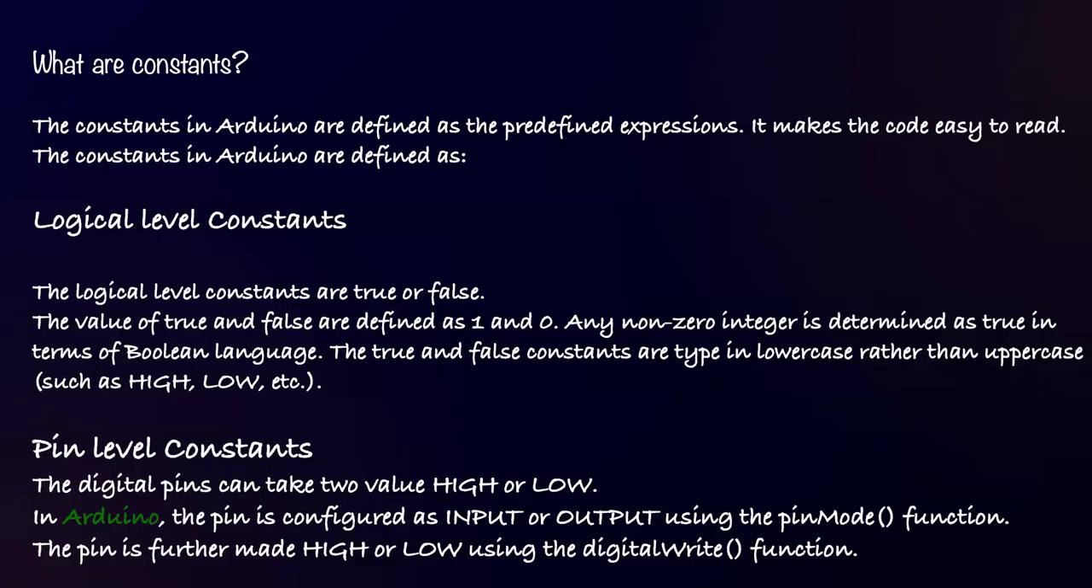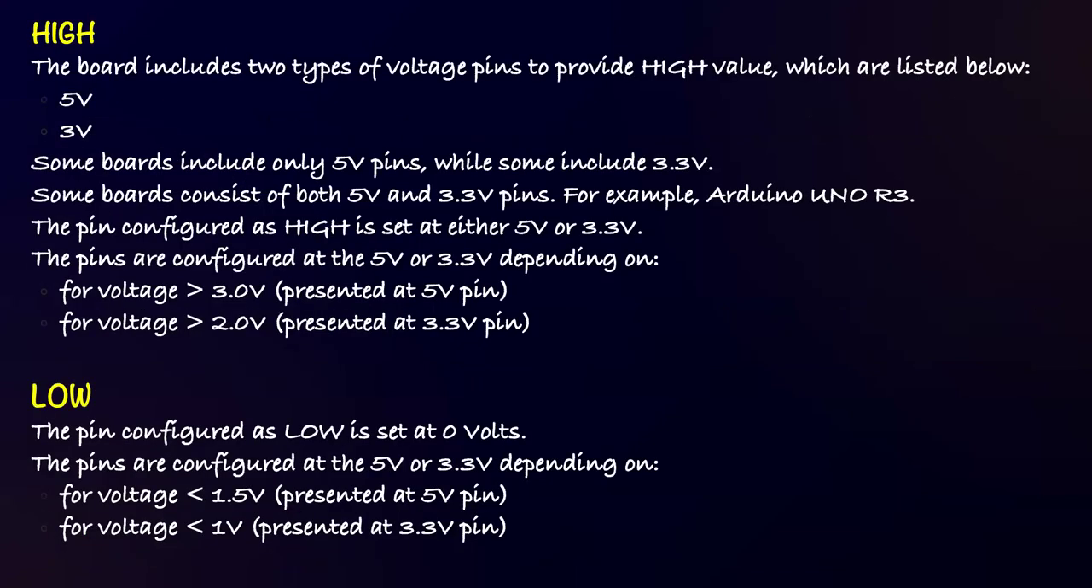See, at the bottom where we are writing digital, there are parentheses. In the parentheses, we basically give what to do, like high, low. I'll show you an example. Don't worry. Now, high. What does it mean?